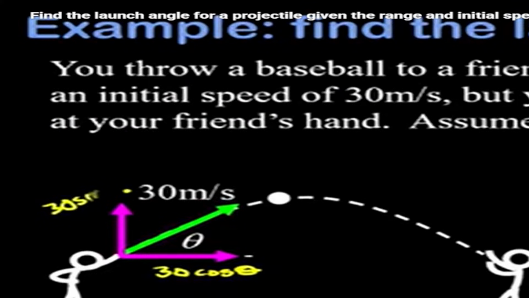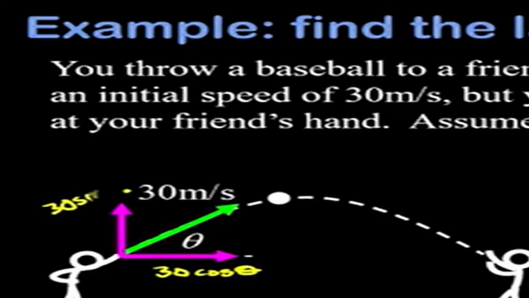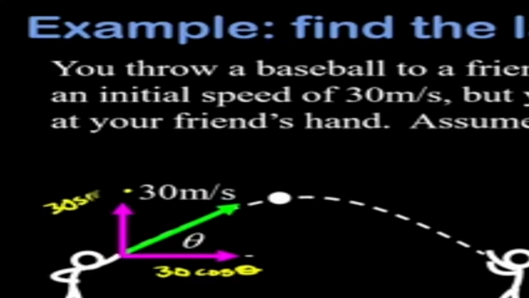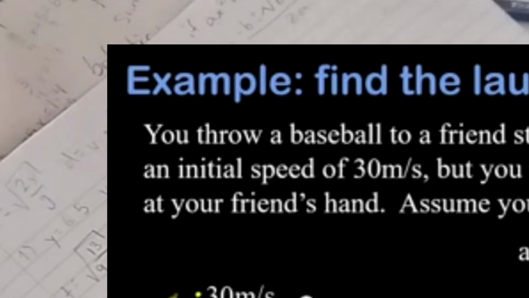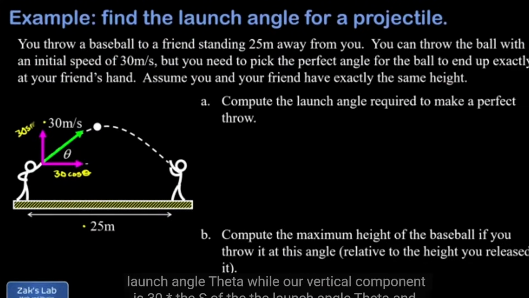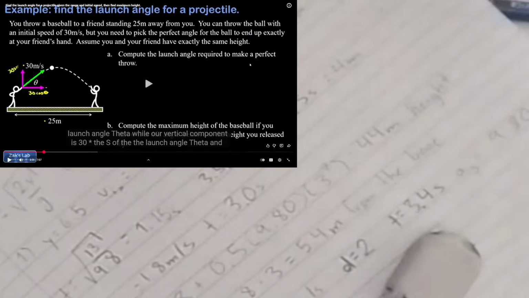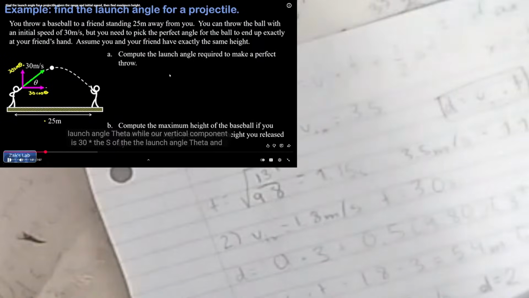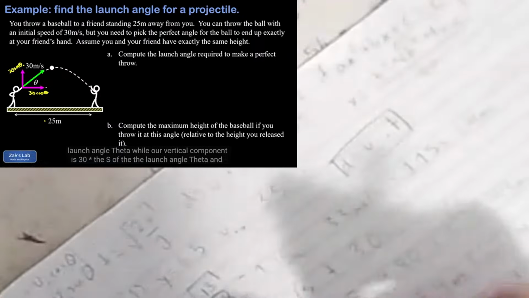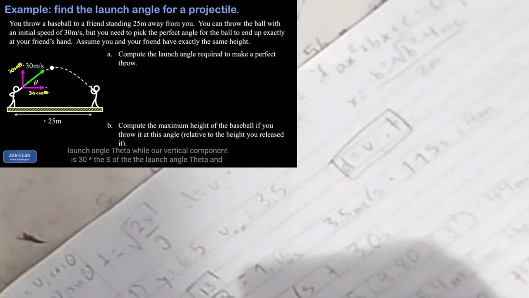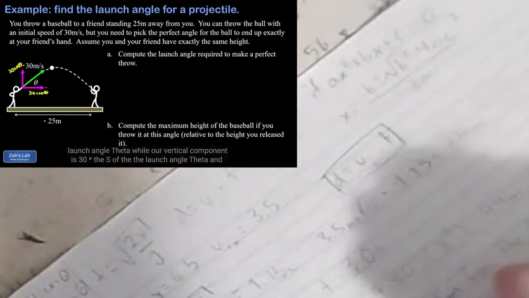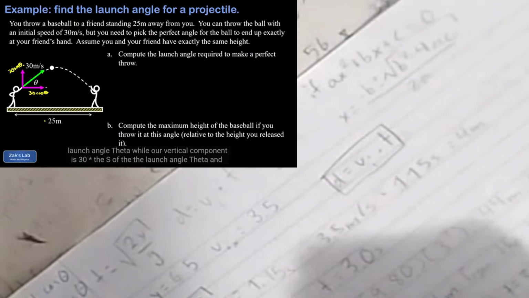Let me just stick this here. Okay, 30. So Vx initial equals... Yeah, so this is basically what I have written down already.